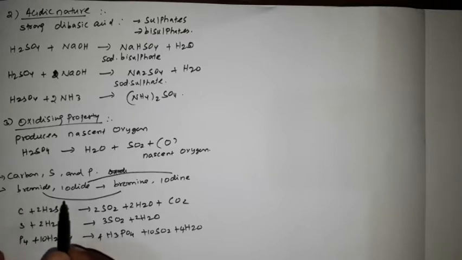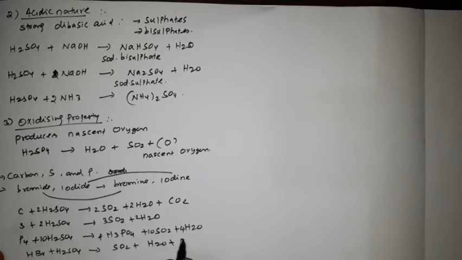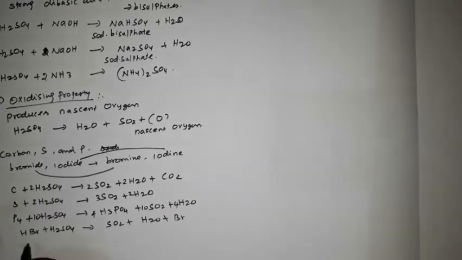Then this sulfuric acid can oxidize bromide and iodide. For example, first one is bromide, hydrogen bromide HBr plus H2SO4. We will get SO2 plus H2O plus Br2. Okay. Here see, the removal of hydrogen is oxidation. So that is the oxidizing property. Now balance the equation, put 2 here, Br2 here, 2 here, then 2 here.